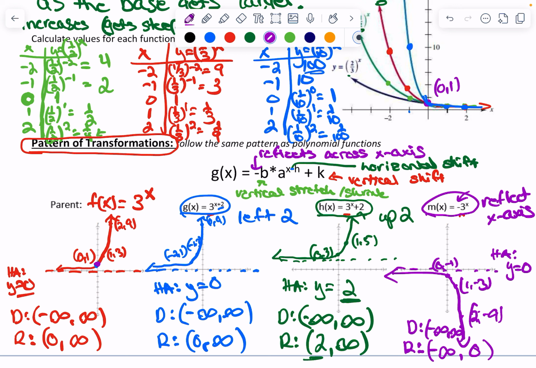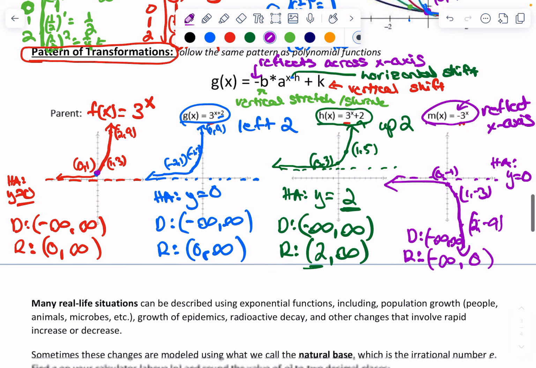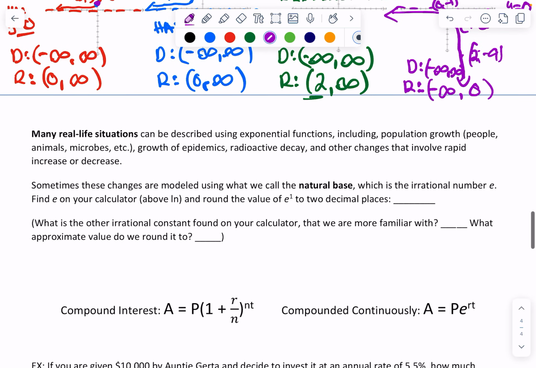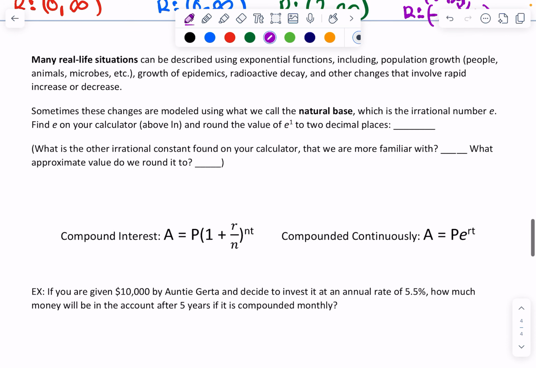Next, we're going to go ahead and look at applications. So many real-life situations can be described using exponential functions, including population growth, people, animals, microbes, etc., growth of epidemics, radioactive decay, and other changes that involve rapid increase or decrease.